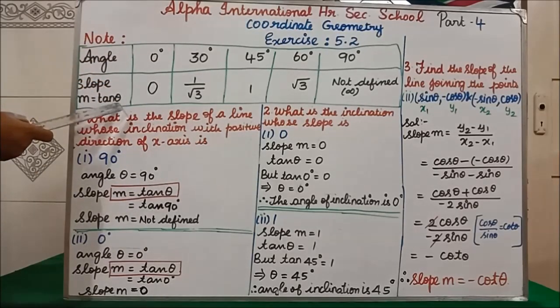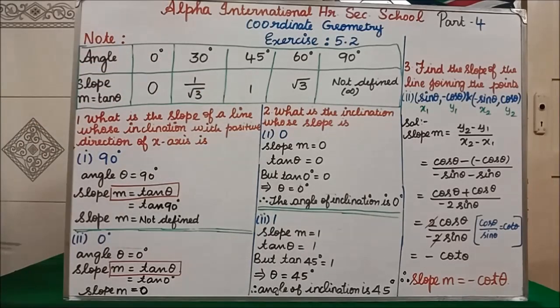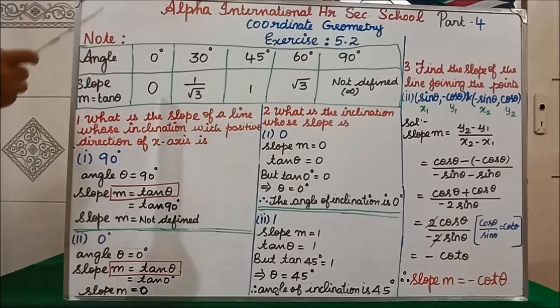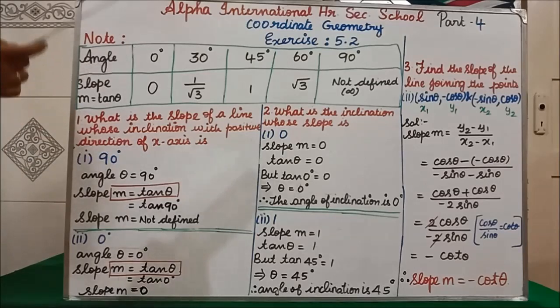Similarly, in the place of theta, if you write 45 degree, you will get the answer as 1. If you substitute 60 degree, root 3. If you substitute 90 degree, not defined. Not defined means infinity. Uncountable, it goes on. Infinity means it goes on. Clear? We will see the first question.